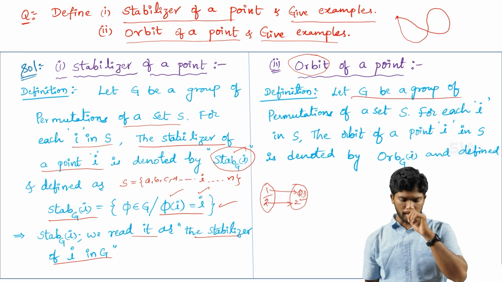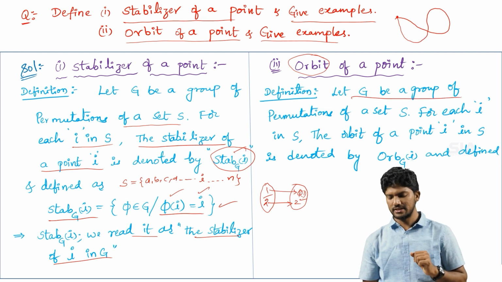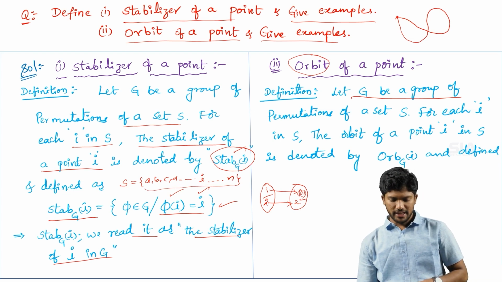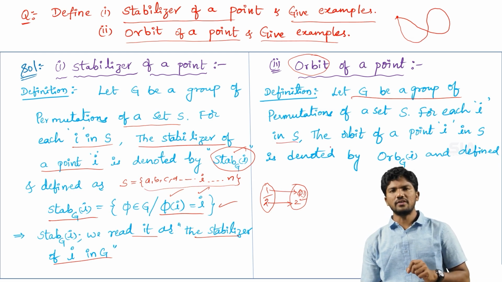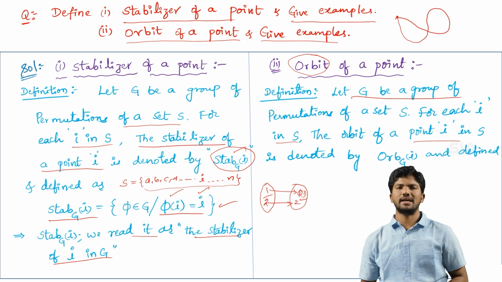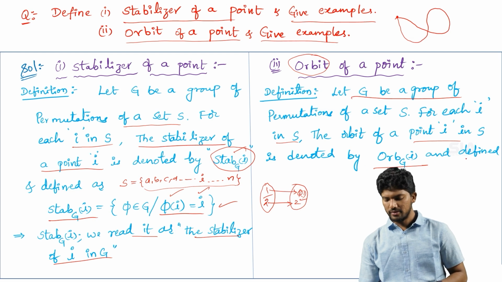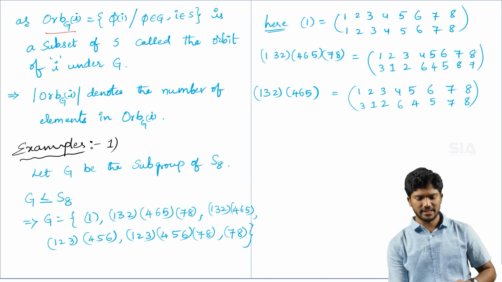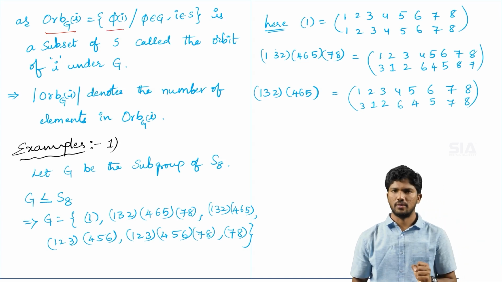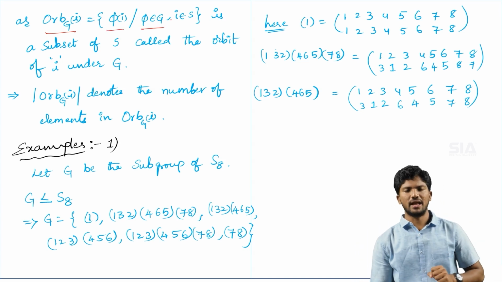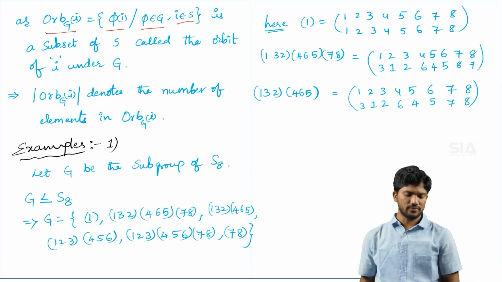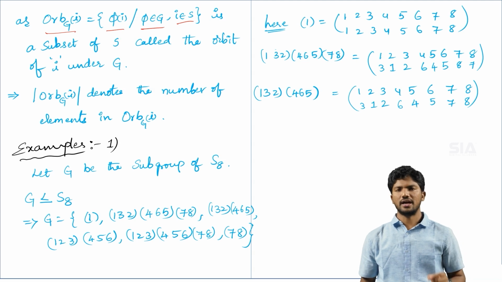Let capital G be a group of permutations of a set capital S. Same here, you can write the set in this format only. For each small i in capital S, the orbit of the point small i is denoted by orbit of i under G, and it is defined as the set of pi of i, such that pi belongs to capital G, where pi is a function and i belongs to S. It is a subset of S, called the orbit of i under capital G.